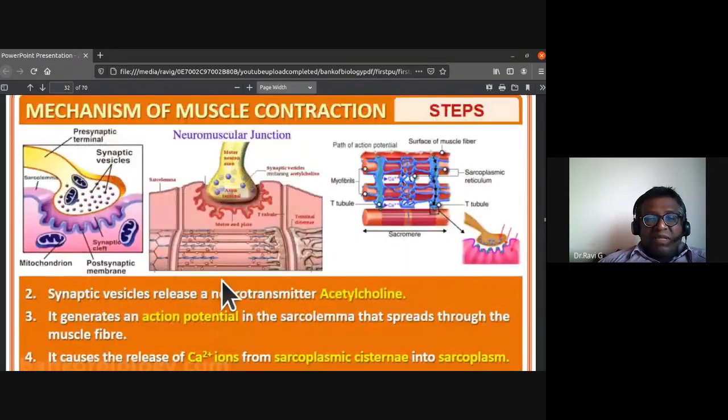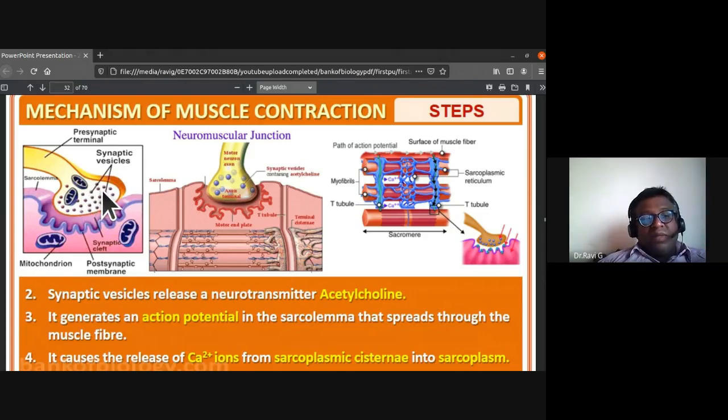The synaptic vesicles release a neurotransmitter, acetylcholine. These synaptic vesicles are in the synaptic knobs of this motor neuron. They are going to release the neurotransmitter acetylcholine, which generates an action potential in the sarcolemma that spreads.